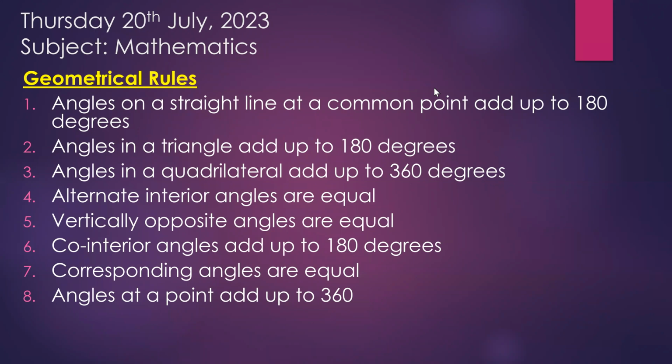All right. Naya, can you read them for me, please, as well? The 8 geometrical rules. Angles on a straight line at a common point add up to 180 degrees. Angles in a triangle add up to 180 degrees. Angles in a quadrilateral add up to 360 degrees. Alternate interior angles are equal. Vertically opposite angles are equal. Co-interior angles add up to 180 degrees. Corresponding angles are equal. Angles at a point add up to 360 degrees. Very good.